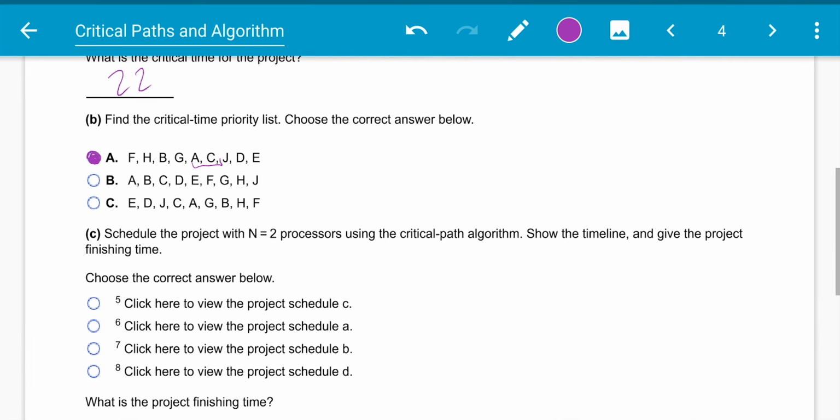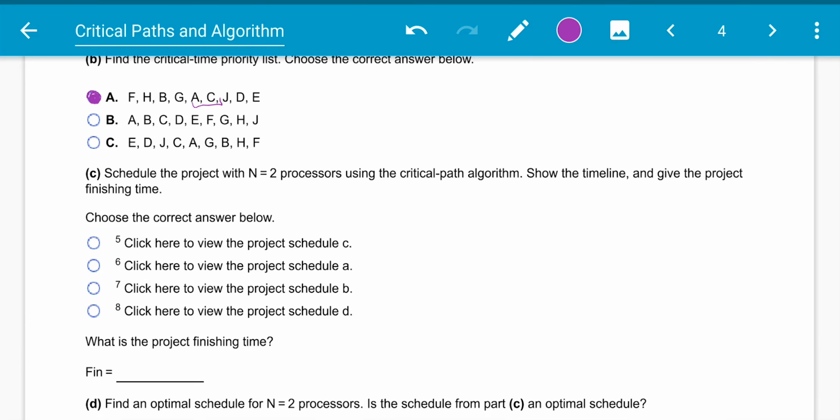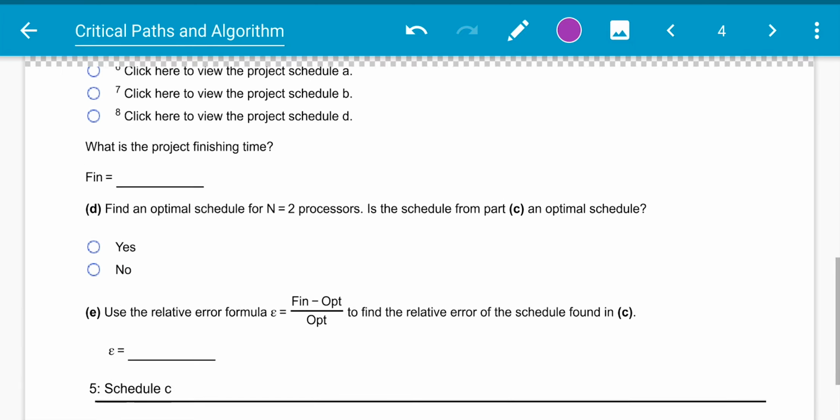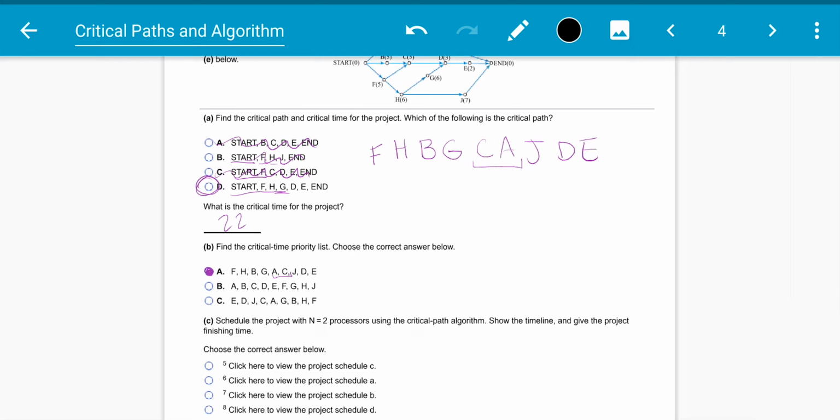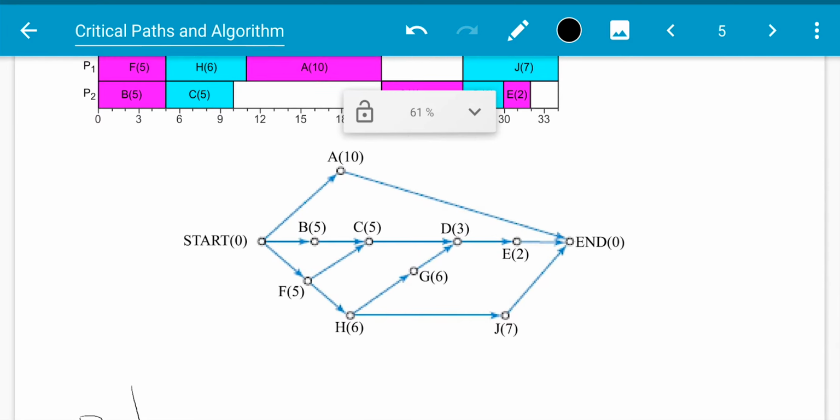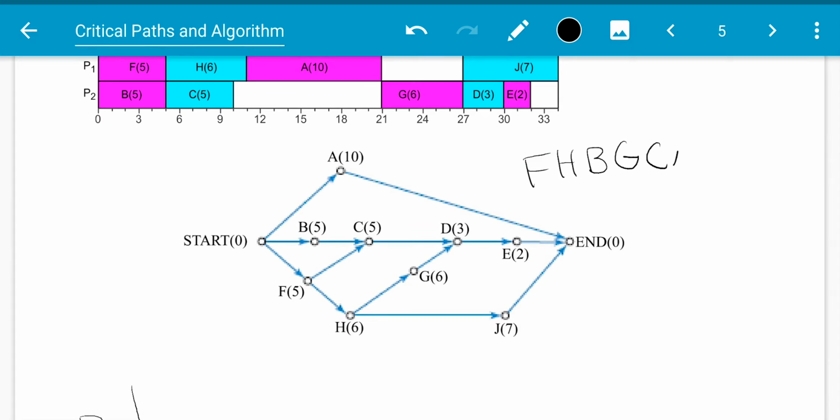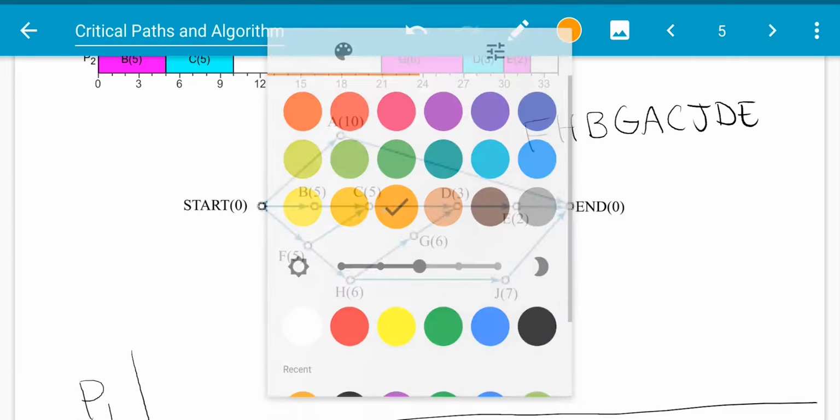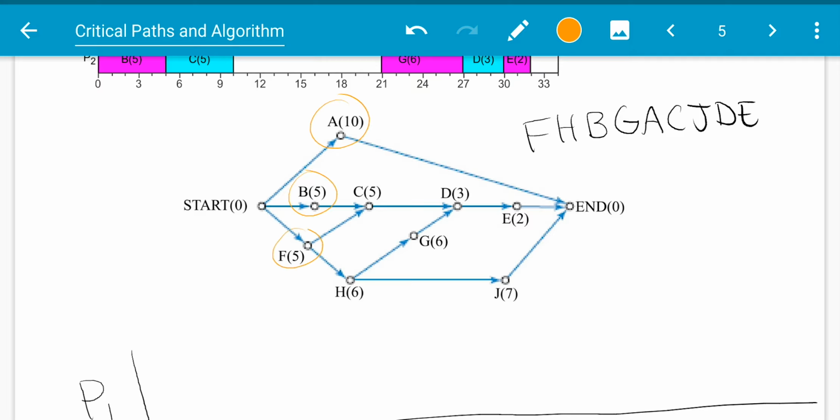So we're going to schedule the project with 2 processors using the critical path, and we're going to give the project finishing time. So we're going to go down. Okay, so let's copy down our critical time. Right here we had F, H, B, G, C, A, or we did AC. A, C, J, D, E. All right, so we're going to circle the ones that are eligible, which is A, B, and F.